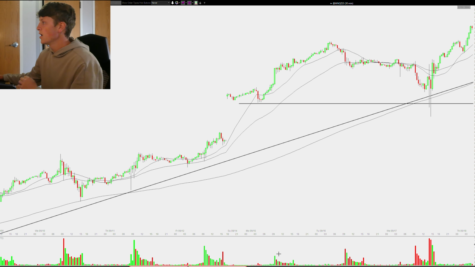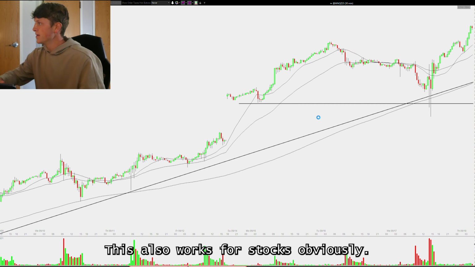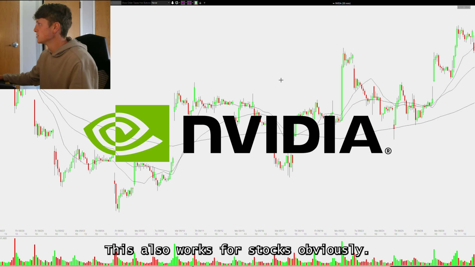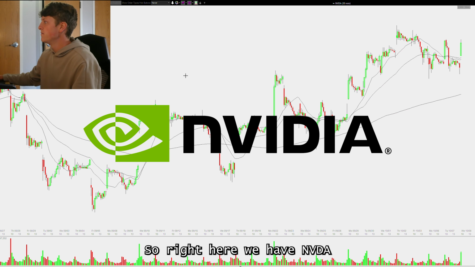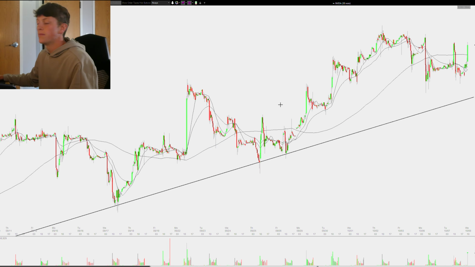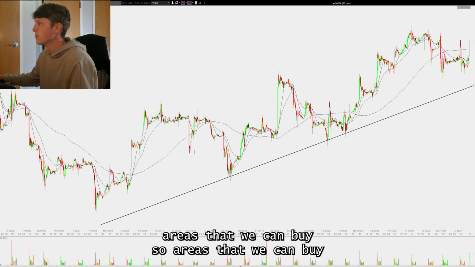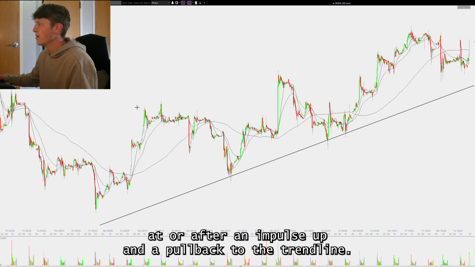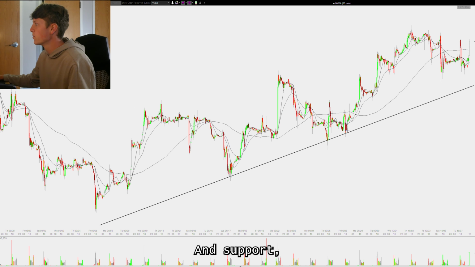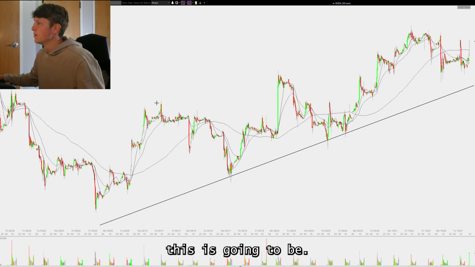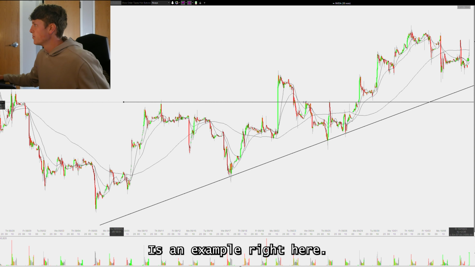This also works for stocks, obviously. So right here we have NVIDIA, and areas that we can buy at. Areas that we can buy at are after an impulse up and a pullback to the trend line and support. And here's an example right here.